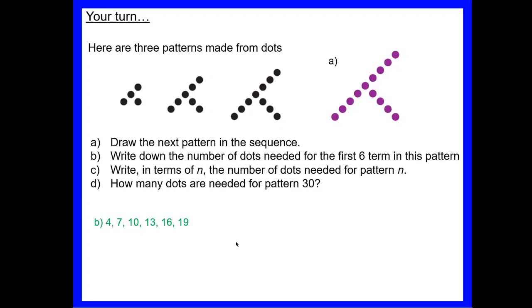Now we're asked to write the nth term. So we know it's going up in 3, so that's 3n. To get from 3 to 4, we add 1, 3n plus 1. And how many for the 30th? So substitute n for 30. 3 times 30 plus 1 means we would need 91 dots for the 30th pattern. Make sure you're happy with using those patterns to turn them into numbers and find your nth term.